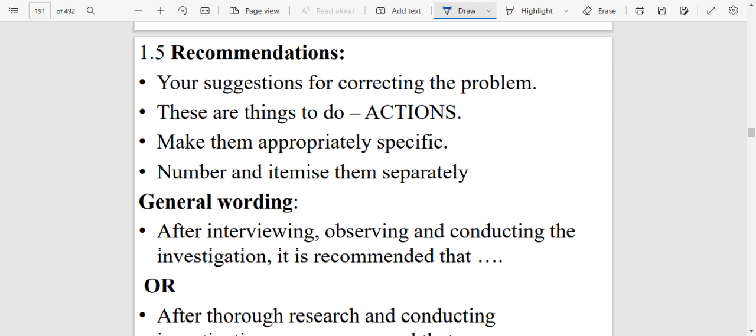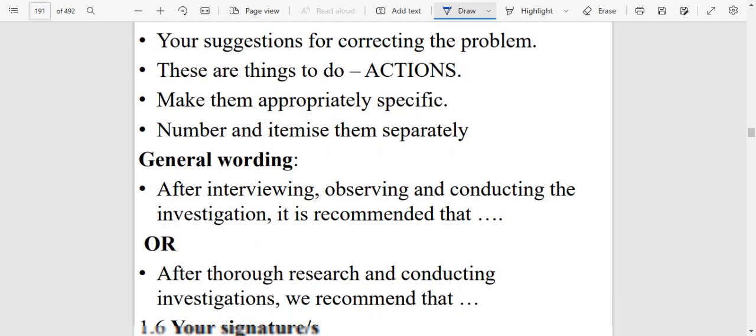For example, talking about COVID-19, you've seen that there are a lot of sick people. What action can be taken to reduce those? You need to make sure that you make them specific and appropriate, number them and itemize them separately. So you need to put items: this and this. These are some things that maybe would be suggested or maybe should be done. Make sure that you number them.